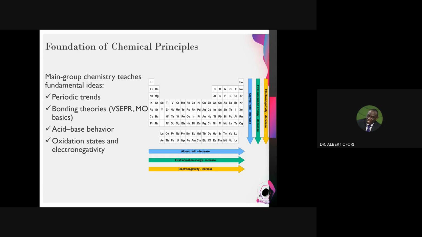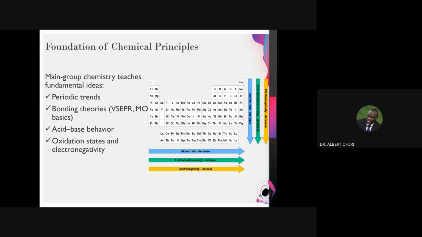So if you look at it, the main group chemistry really teaches us the basis, the foundation. So if we understand these elements, which I've listed there, or on the periodic table, then basically it means that we should be able to understand our chemistry. So periodic trends, the bonding theories, the acid and base, which we normally see in analytical chemistry, for example, acid-base titrations, the oxidation states, electronegativities, and those kind of principles that we use are all based on this main group chemistry.